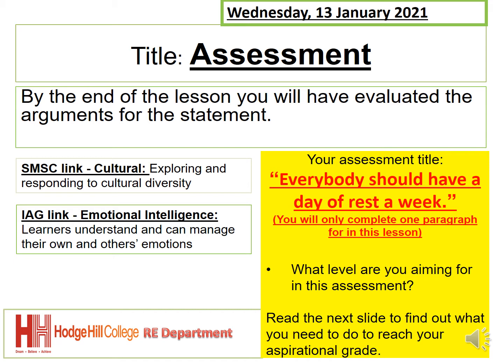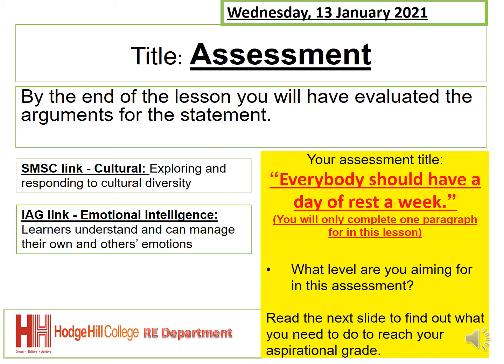If you are in a single lesson, you'll be only completing one part of your assessment, which is one paragraph for. In this assessment, you must be looking at your prior knowledge. So what work did you do last lesson about Shabbat? And please, can you use that knowledge in your assessment? Lastly, what level are you aiming for in this assessment?